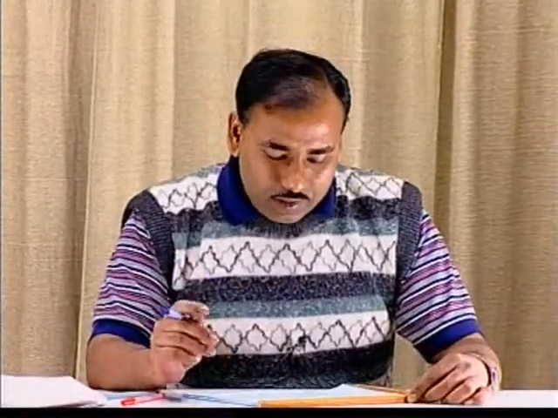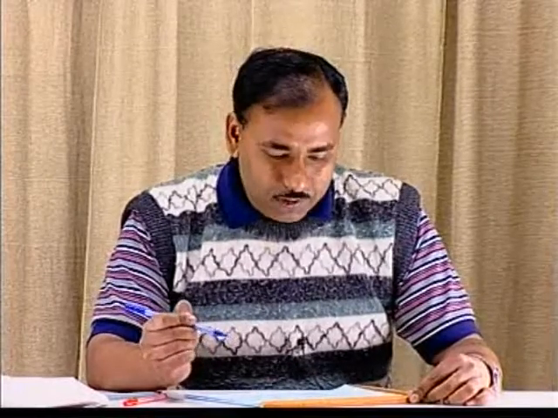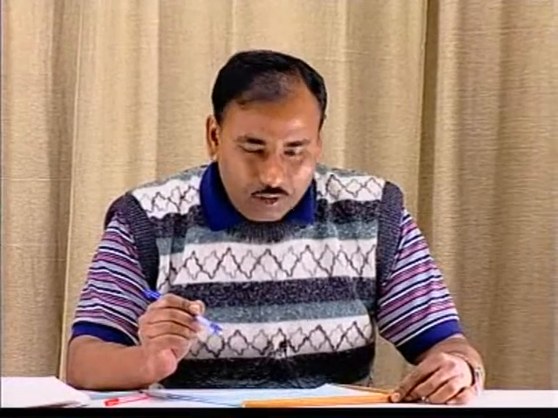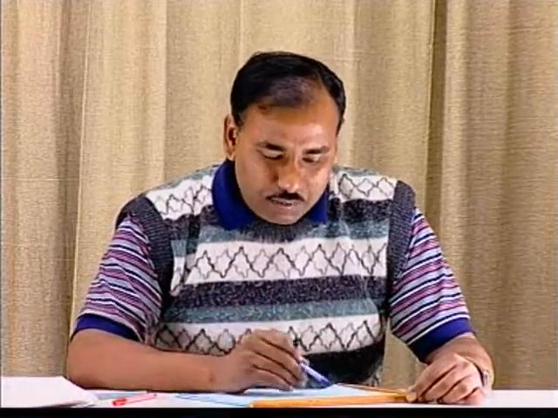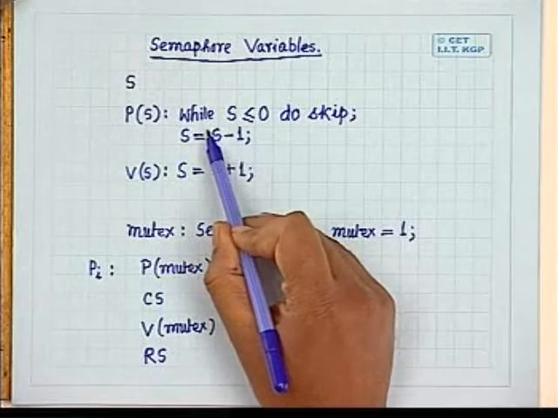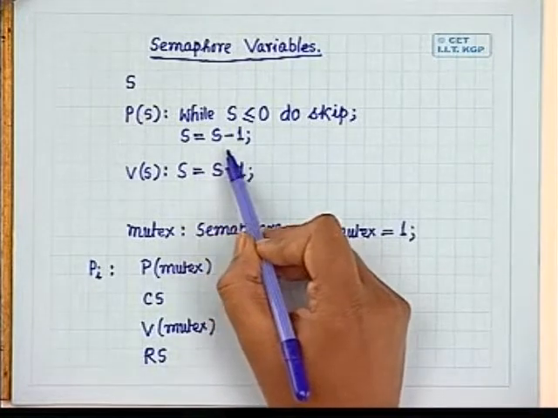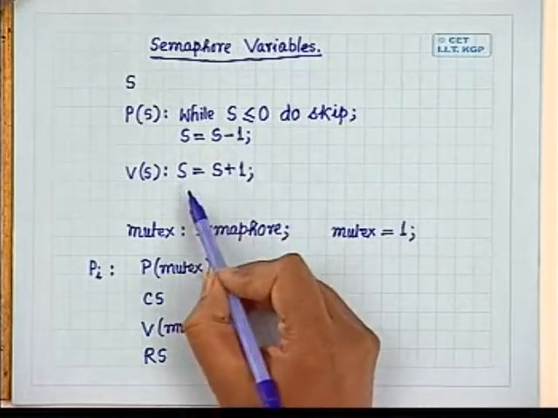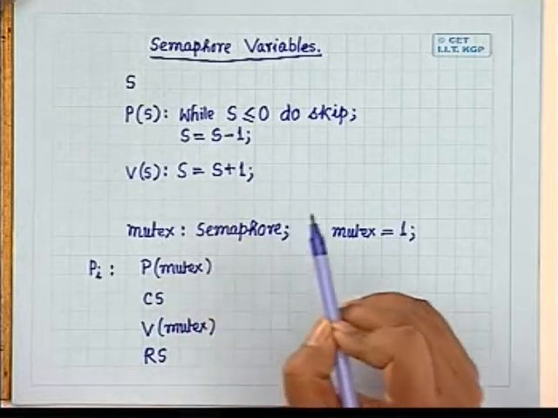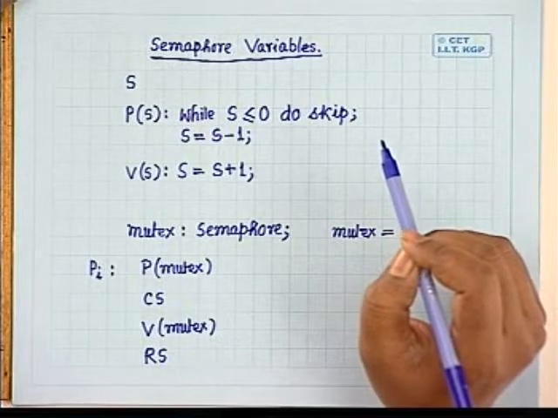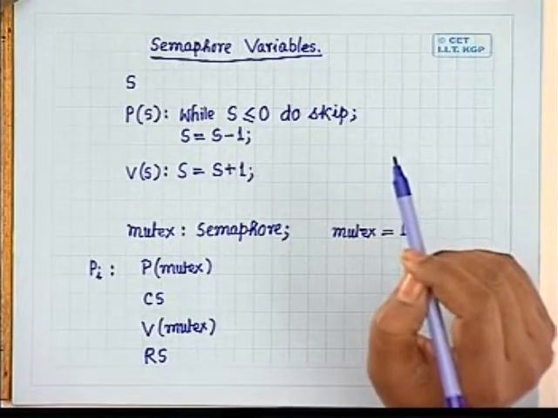In last class, we have seen the use of semaphore variables, and we have defined a semaphore variable S, which can be only initialized, and two operations can be performed on the semaphore variables other than initialization. One is P(S) operation, which is defined like this: while S is less than or equal to 0, do skip, then decrement S by 1. And the V(S) operation, where S is incremented by 1, and we have also said that both this P(S) and V(S) operations, they are atomic in nature.